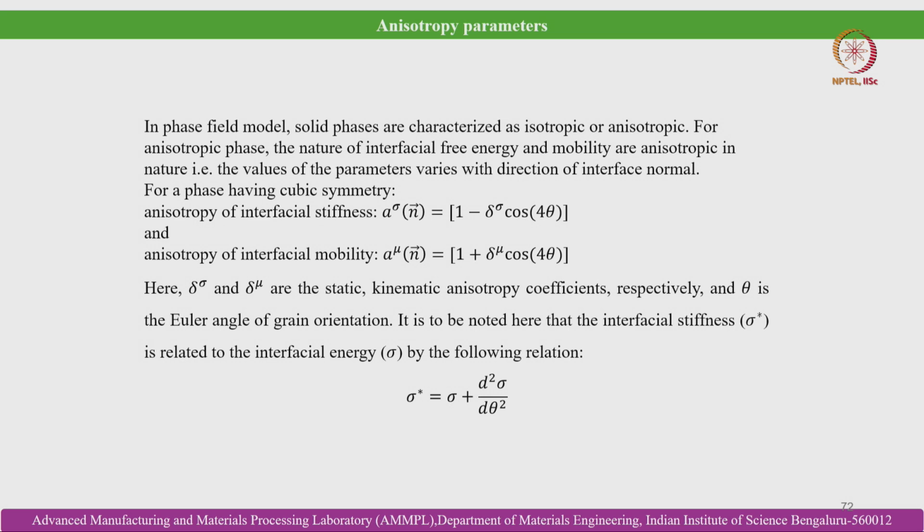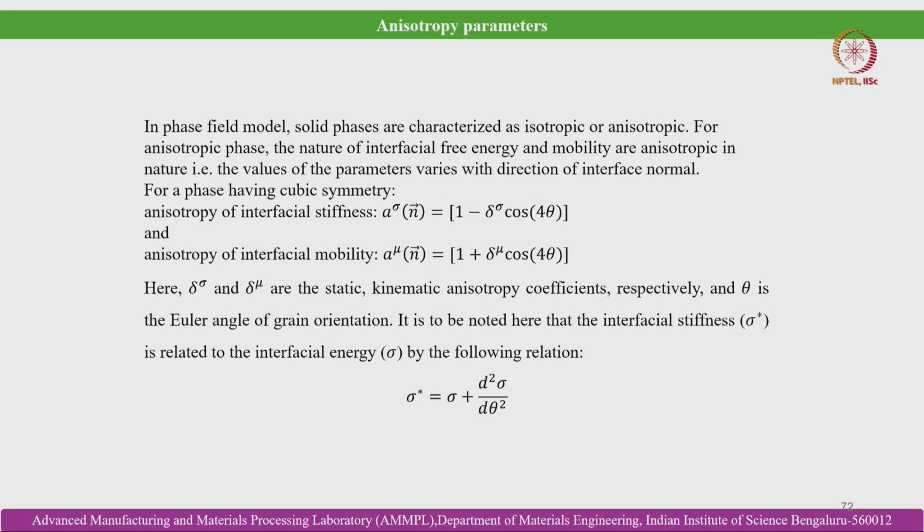So, for anisotropic phase, the interfacial free energy and mobility are anisotropic in nature, that is, the values of the parameters vary with the direction of the interface normal. So, for a phase having cubic symmetry, the anisotropy of interfacial stiffness, that is A sigma n bar, is equal to 1 minus delta sigma cos 4 theta, and the anisotropy of interfacial mobility, A mu n bar, is equal to 1 plus delta mu cos 4 theta.